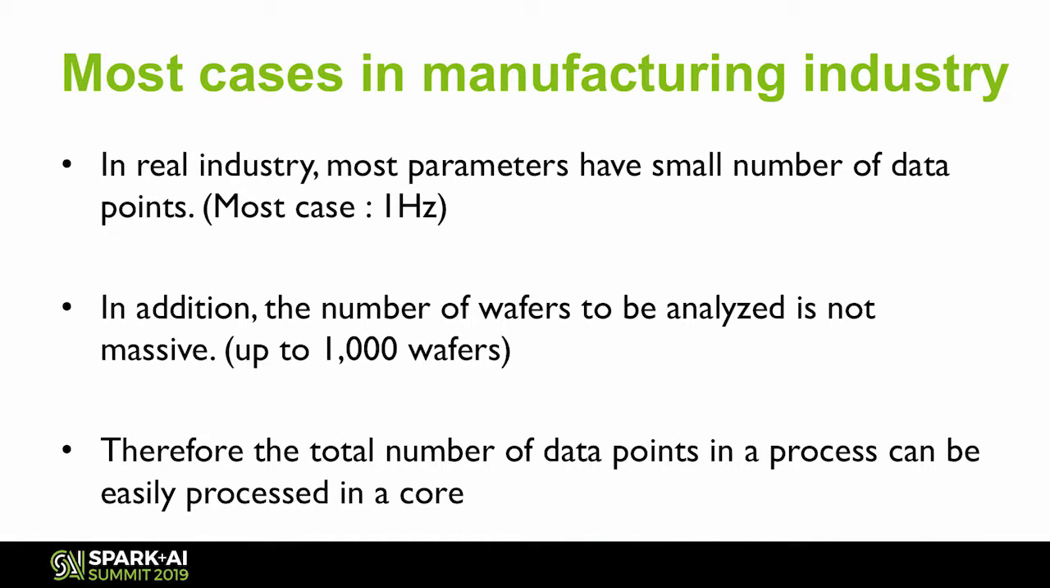Most cases in the manufacturing industry can be processed using the Naïve TA Spark version because most parameters have a small number of data points, which are 1 hertz, and the wafer size is not that large, which is up to 1,000 wafers. So therefore, the total number of data points in a process can be easily processed in a single core.